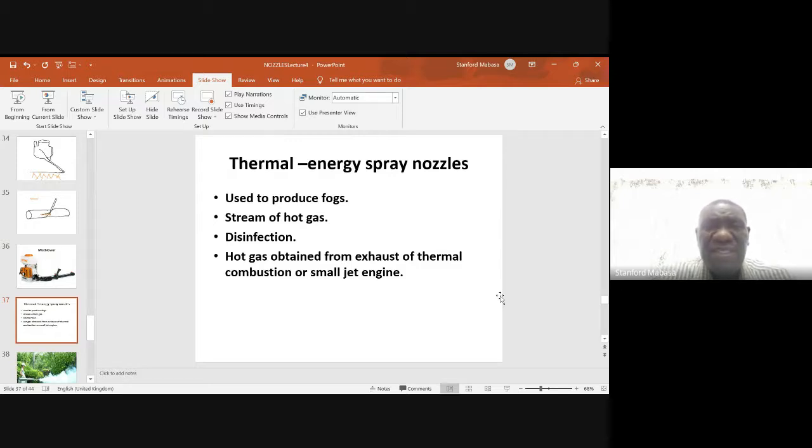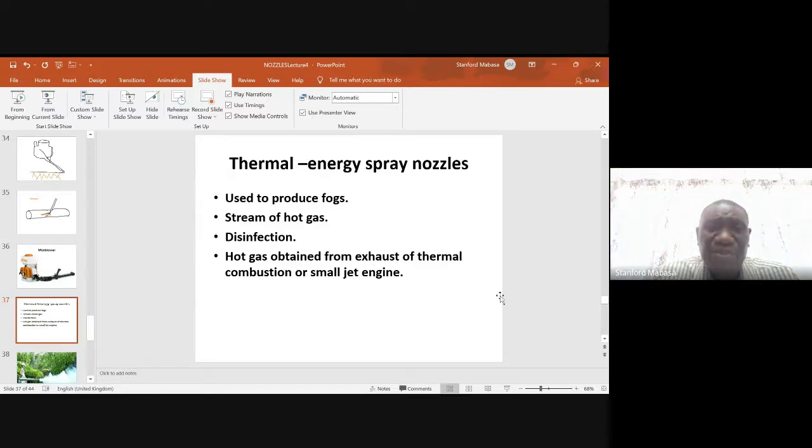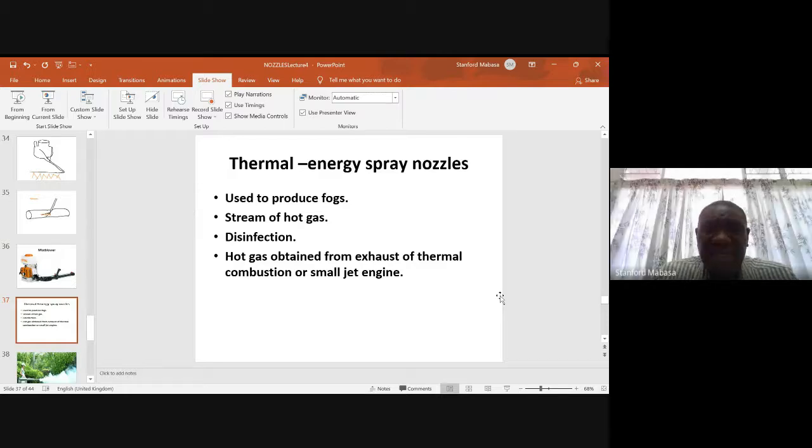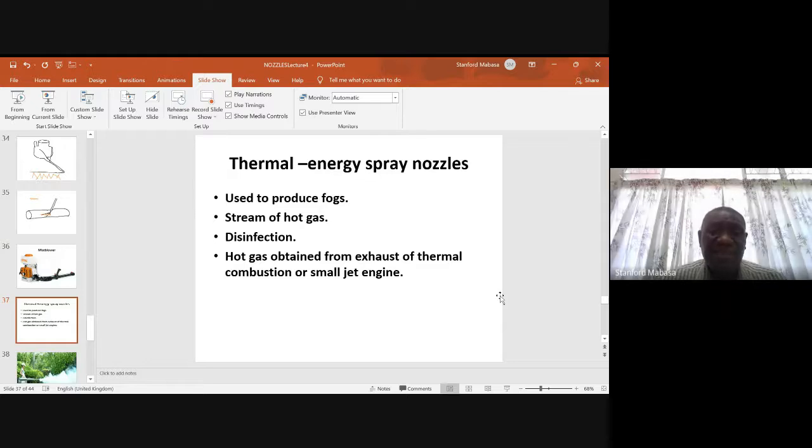If you want, we may call it the thermal energy spray nozzle, because the mist blower can create fogs. So it is used to produce fogs. You have a stream of hot gas, which is fed into the pipe. This is mixed with a pesticide, and this can be used for disinfection. So the hot gas is obtained from the exhaust of thermal combustion of a small jet engine.